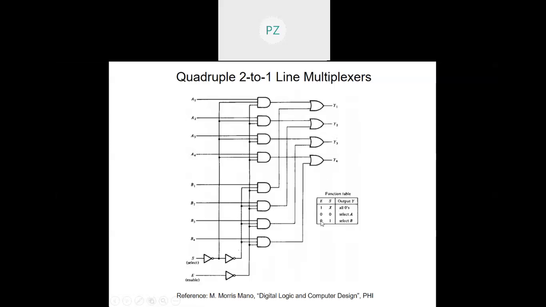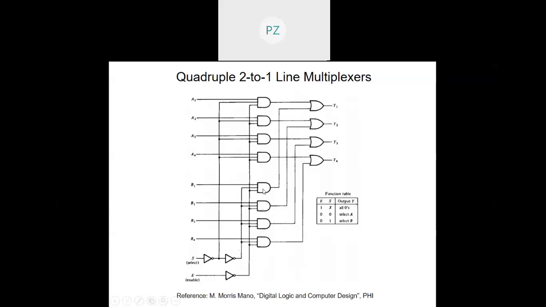Take the other case, when E is still 0, so this is enabled from this side. S is 1. Now when S is 1, these four gates receive 0 at their input, so these gates are disabled. They are giving out 0, 0, 0, 0, regardless of the other input. That is how the AND gate behaves. But since S is 1, this is S dash, and this is S. So these four gates are enabled.